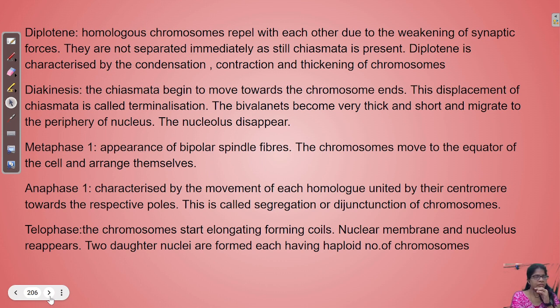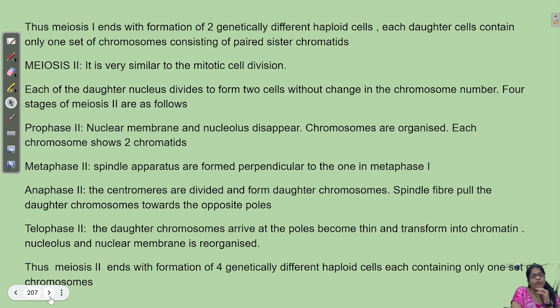I told you metaphase, where the chromosomes align themselves, and anaphase is the pulling of the chromosomes towards the opposite poles and respective poles. In the telophase, the chromosome starts elongating, forming the coils. The nuclear membrane and nucleus reappear, and you already know in mitosis itself, whatever happens in the prophase, telophase would be in the reverse direction. Whatever is missing in prophase, telophase again reappears because that cell division has to continue again. Okay, so thus, meiosis 1 ends with the formation of two genetically different haploid cells. Each daughter cell contains only one set of chromosomes consisting of paired sister chromatids.